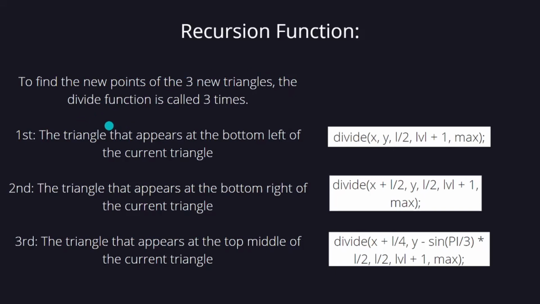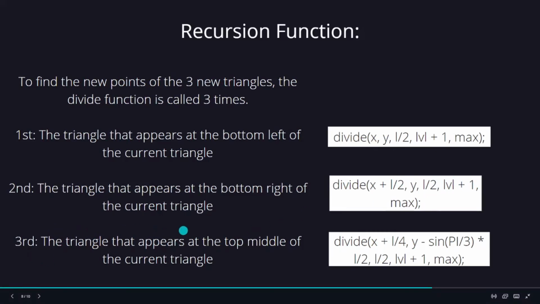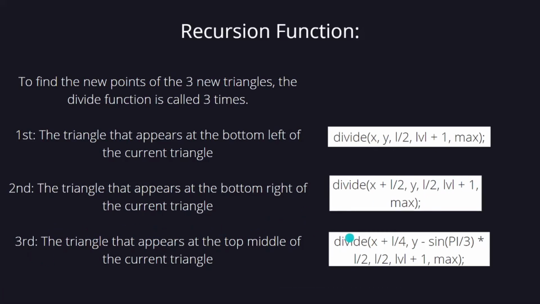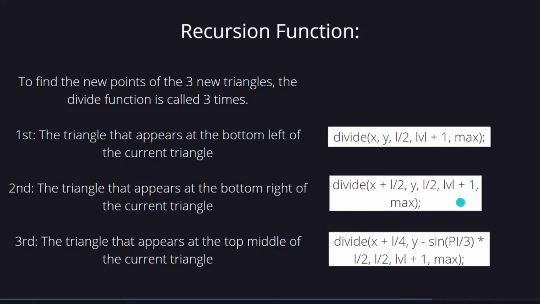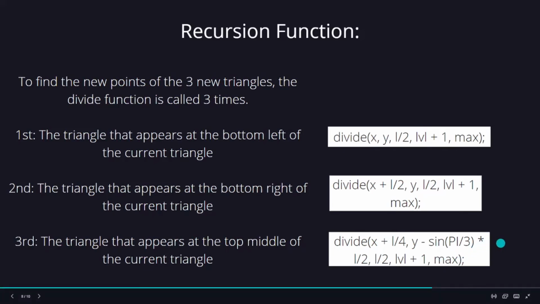So the first call is for the triangle that appears at the bottom left of the current triangle. This is what it will look like. The second call is for the triangle that appears at the bottom right of the current triangle. This is what it will look like. And the third call is for the triangle that appears at the top middle of the current triangle. And this is what it would look like, using sine pi over 3 to find the angle of the top vertex.